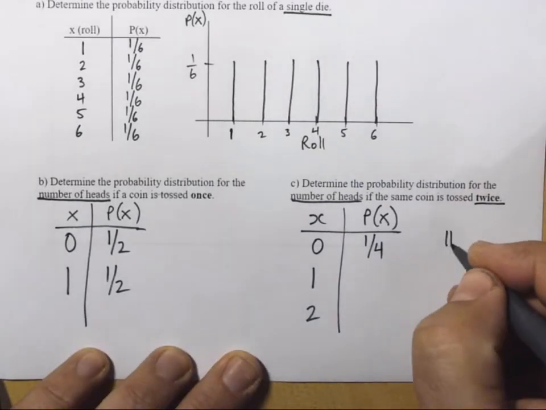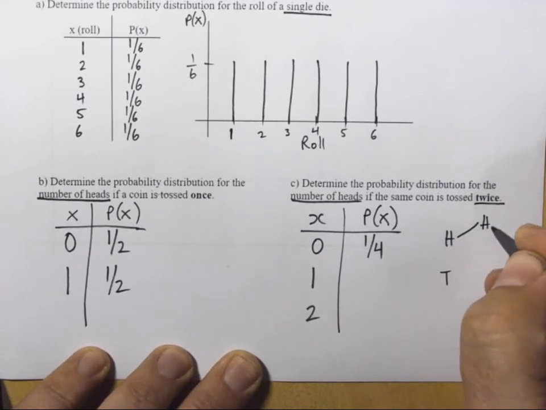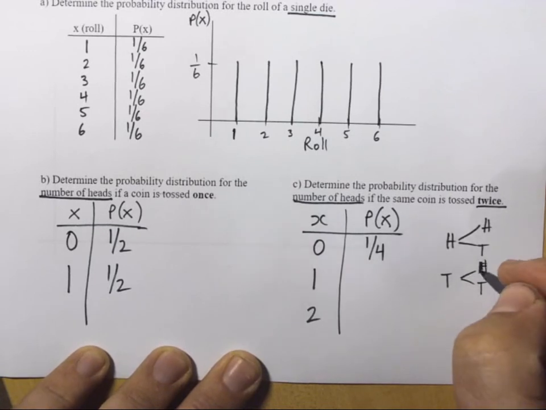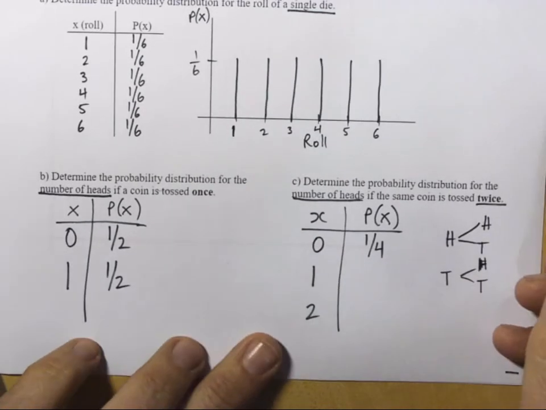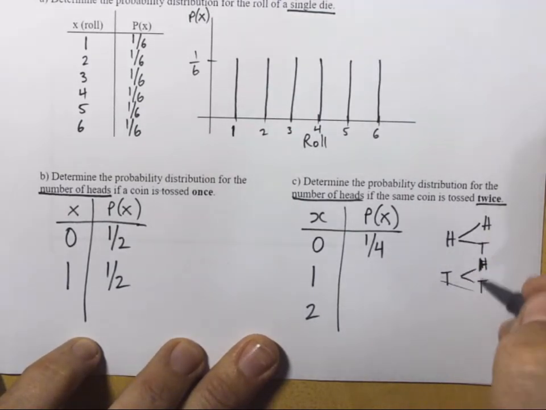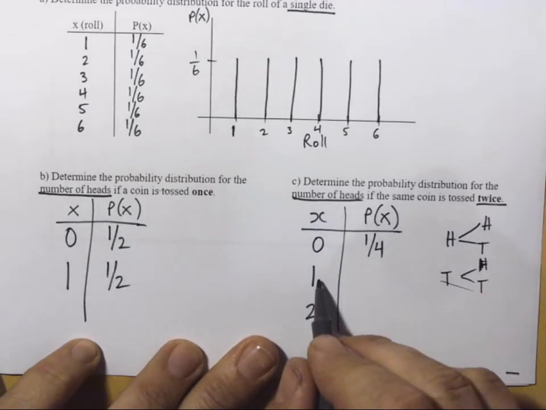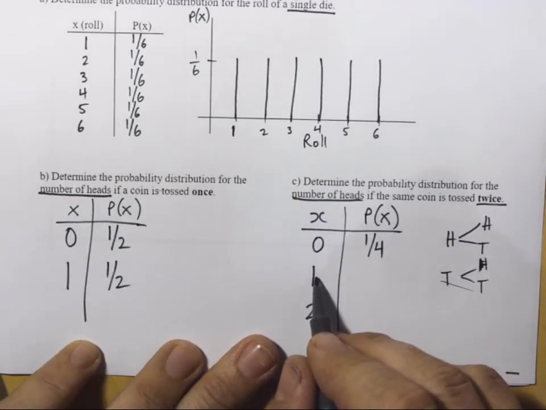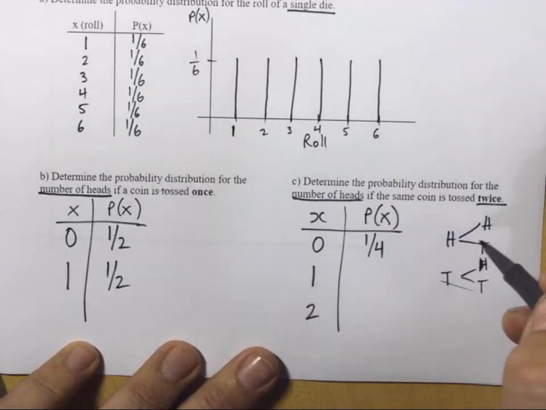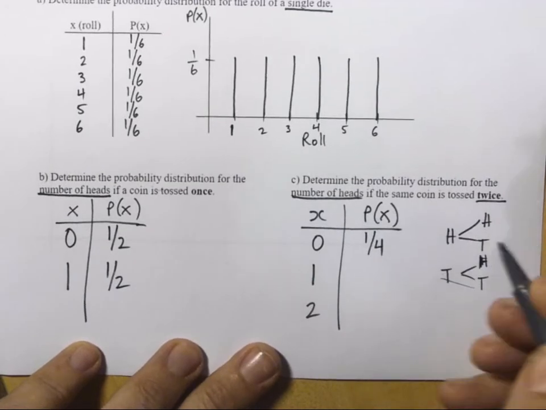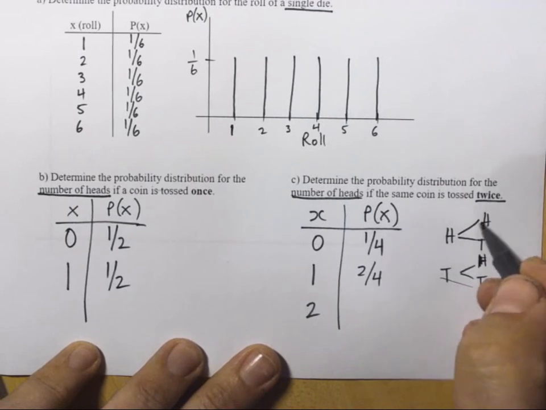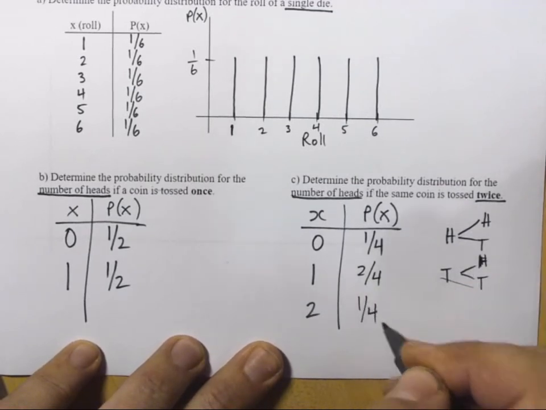Let me explain a little bit further. Here's my tree diagram to represent this situation: head, head, head, tail, tail, head, tail, tail. Tail, tail is just one of the outcomes, out of 4 possible outcomes. When X is 1, that means I must have flipped 1 head in 2 flips. Either I do it this way, head, tail, or that way, tail, head. So there's a 2 in 4 chance of that happening. And what about 2 heads? That's this outcome, head, head, a 1 in 4 chance of that.